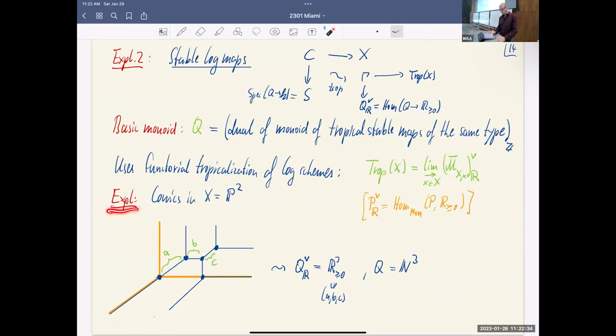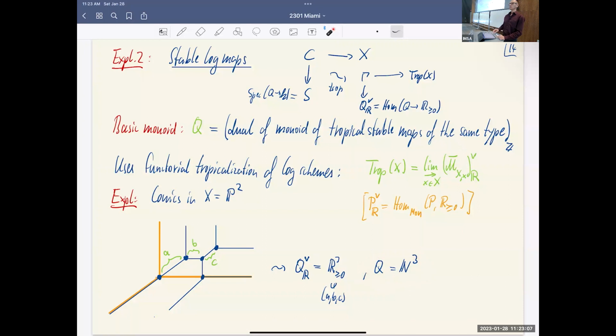So here's one example of what this looks like. Let's say you take conics in P^2, and some of these have lots of contracted components. So this one is a generic component, some kind of line in P^2, but then you have other components mapping. This one maps to one of the divisors, and the other three just get contracted to a point. And you get a tropicalization that looks like this. You have three tropical moduli, A, B, and C.